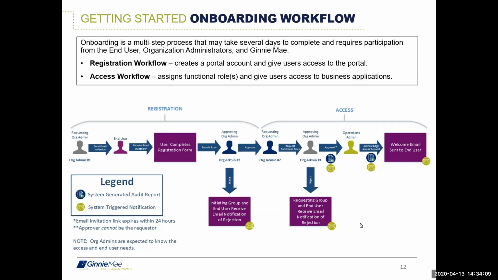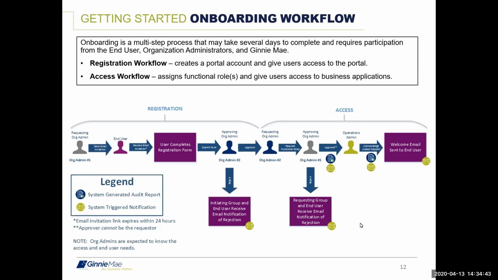Now, at this point in time, what you've done is you've created a portal account. So you sent an invitation, the user completed that registration form, and then the second org admin approved that registration form, creating an account in My Ginnie Mae. However, that account has no access, meaning it has not been provided a functional role that would give that user access to Ginnie Mae business applications. So you have to move on to the next workflow, which is the access workflow.